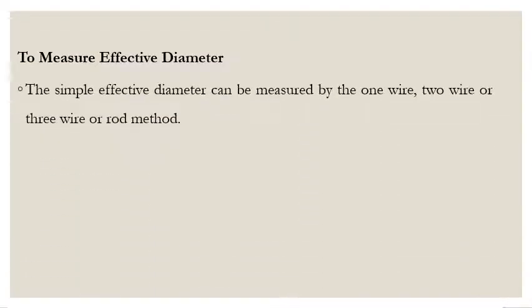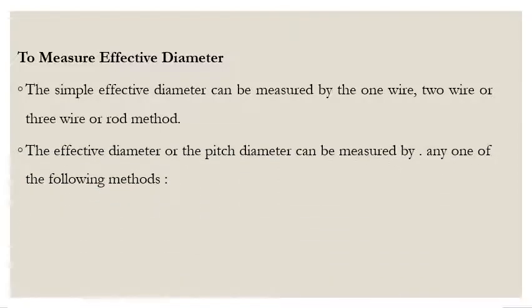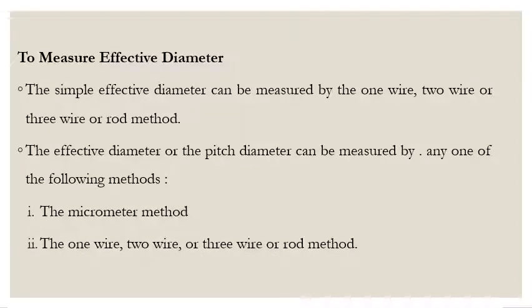Today we are going to discuss the 2-wire method of measuring the effective diameter. In the last video we had discussed how to measure the effective diameter. The effective diameter or pitch diameter can be measured by any one of the following methods: the micrometer method, the one wire method, the two wire method, or the three wire or rod method.